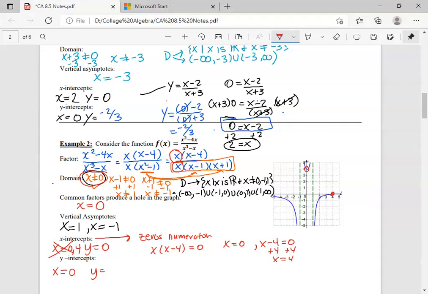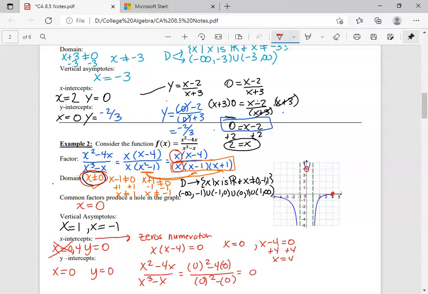If x is equal to 0, all we have to do is go back to our original equation that said x squared minus 4x over x to the third minus x. And instead of all the x's, we know x is equal to 0. We're going to plug in 0 every time we see an x. Okay, so this whole thing would be 0.